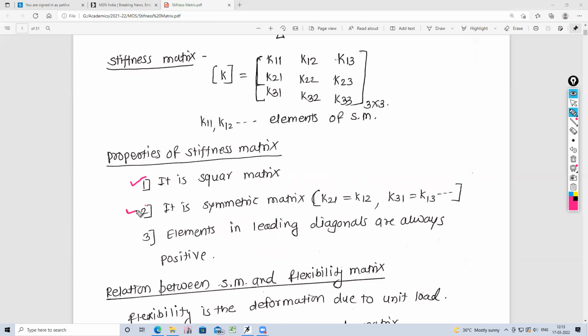The number of rows must be equal to the number of columns. Then the stiffness matrix is always a symmetric matrix. Symmetric matrix means element K21 must be equal to K12, element 3,1 must be equal to 1,3, and 3,2 must be equal to 2,3. That is the meaning of symmetric matrix. Third, elements lying on the leading diagonal are always positive. Other elements may be negative, but the leading diagonal is this one. So elements K11, K22, K33, K44, all the diagonal elements must be positive. These are the three properties of the stiffness matrix.